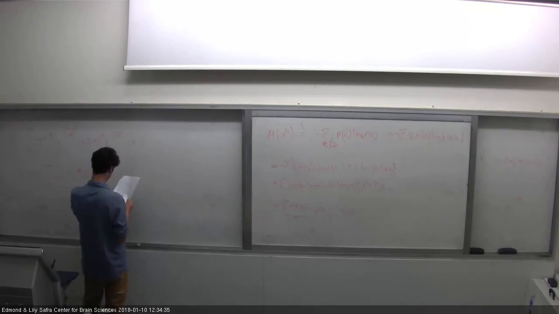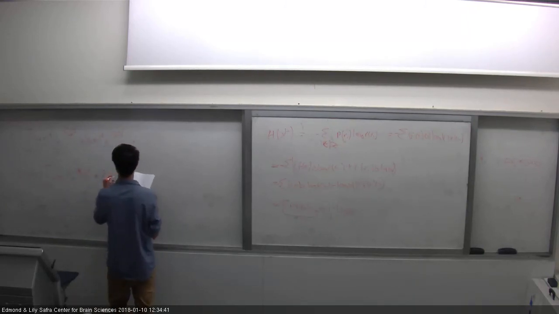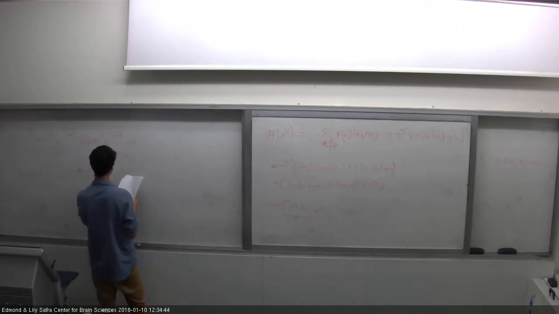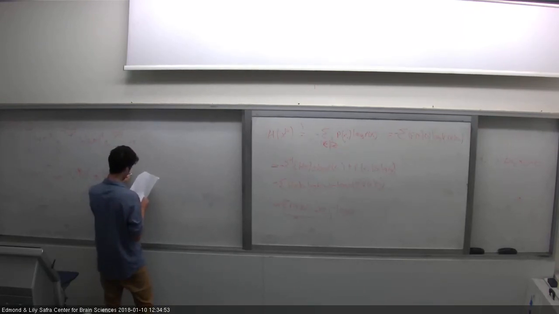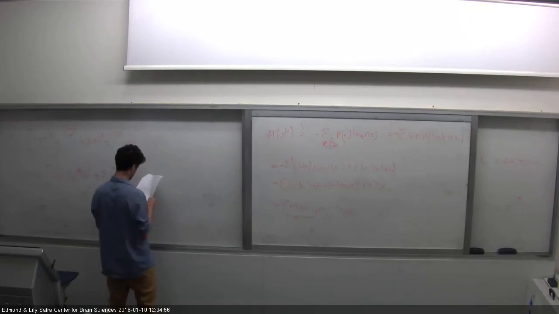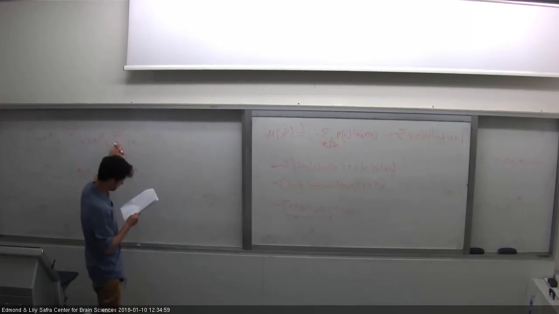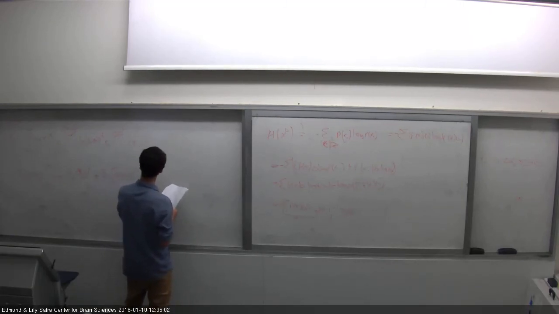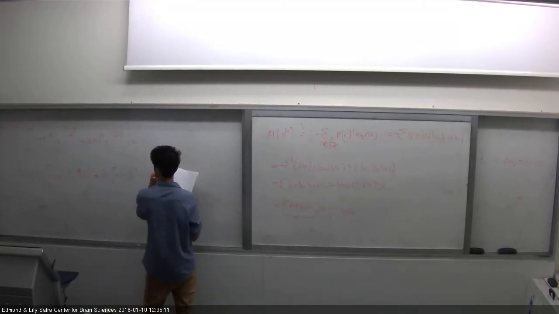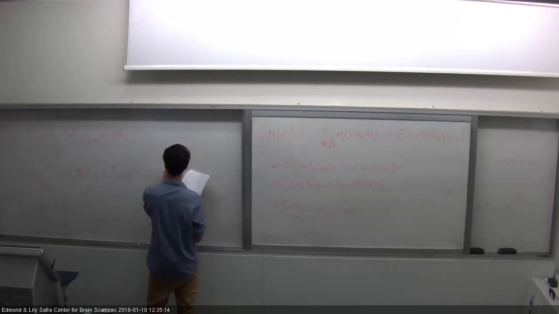one over 2 sigma squared, the integral between minus infinity and infinity of 2 pi sigma squared to the minus half, and this term, (x minus mu) squared, e to the minus (x minus mu) squared divided by 2 sigma squared dx.